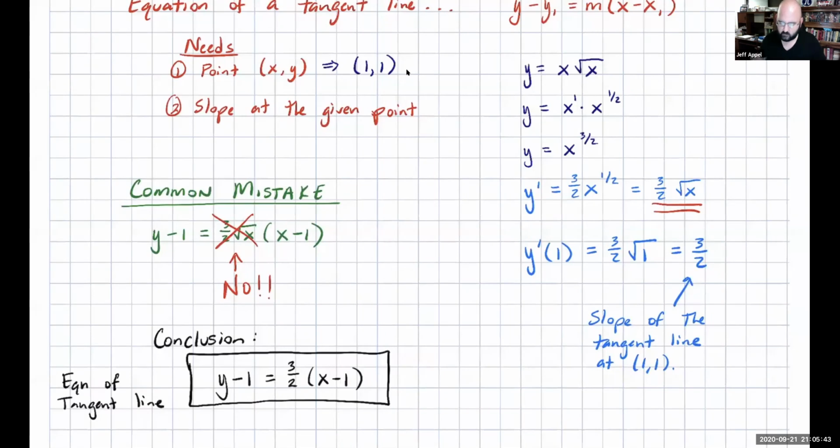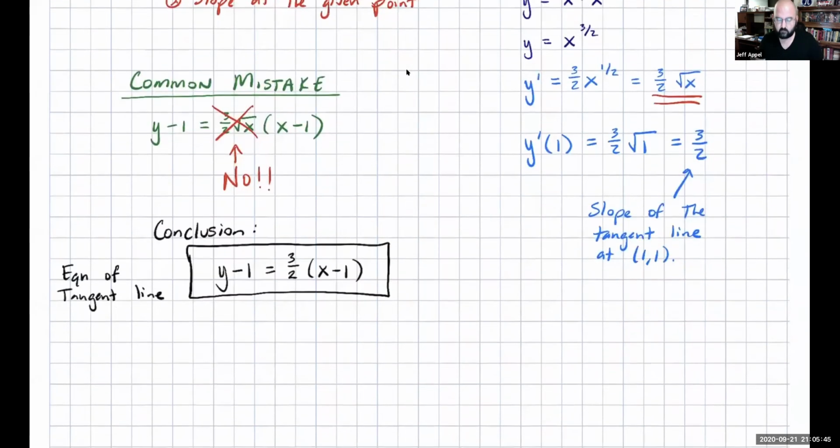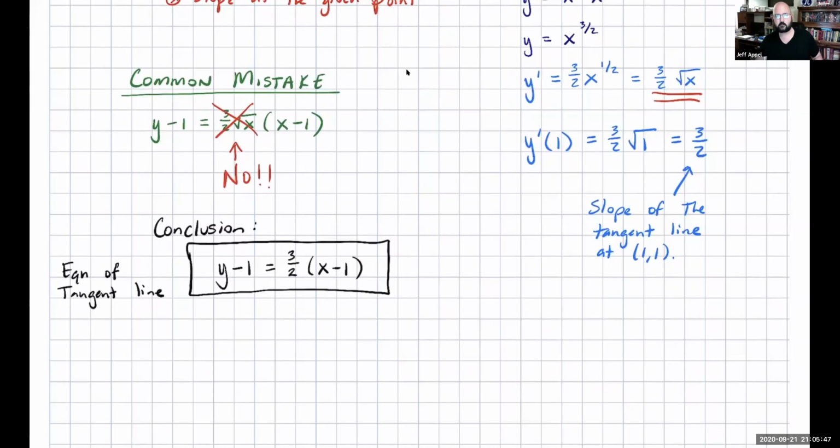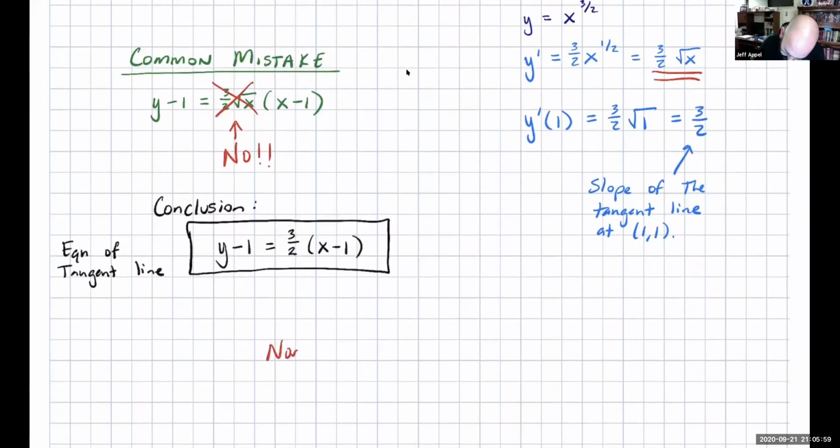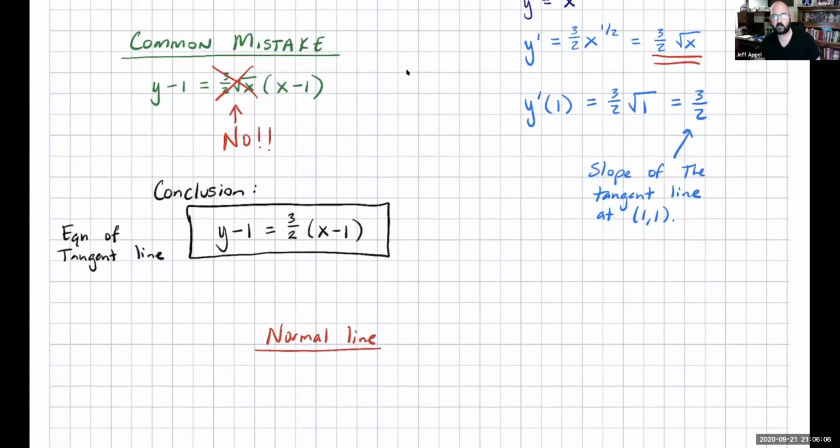Okay, so that's the equation of the tangent line. But remember, at the beginning of the problem, it said find the equation of the tangent line and then also find the equation of the normal line. So if I want to deal with the normal line, we can do that down here. For the normal line, remember, it is perpendicular to your tangent line.